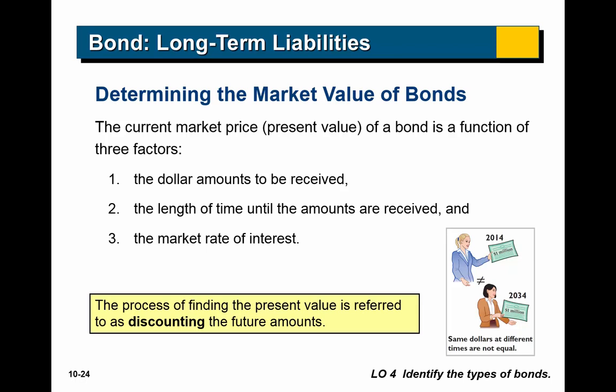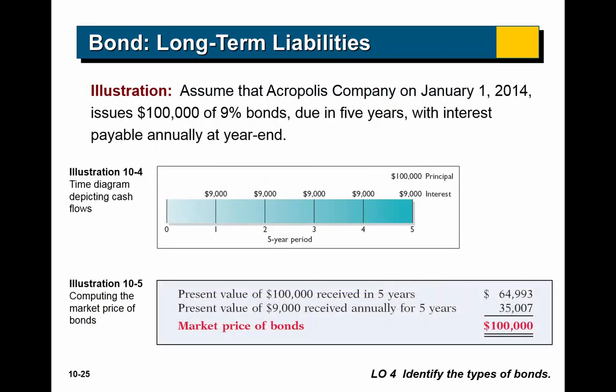of a bond. And there's a little yellow box at the bottom that says the process of finding the present value is referred to as discounting. So let's talk about that.